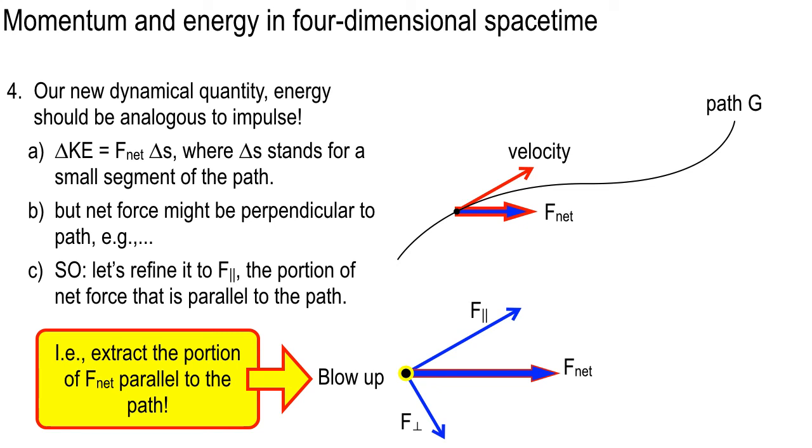F parallel is parallel to the velocity. F perpendicular is perpendicular to the velocity. And they form a right triangle. Here's the right triangle, right? Eyeball that. There it is. There's the right triangle. So F net is the hypotenuse of this triangle.